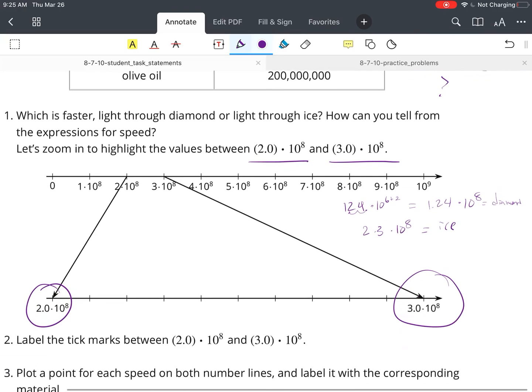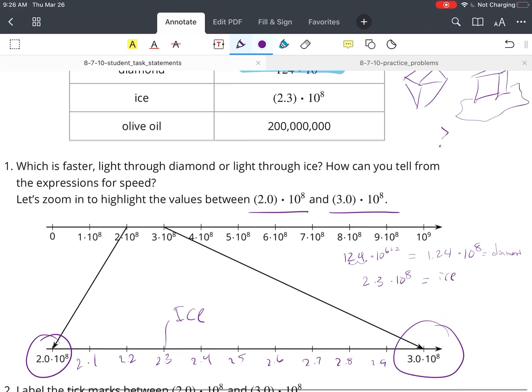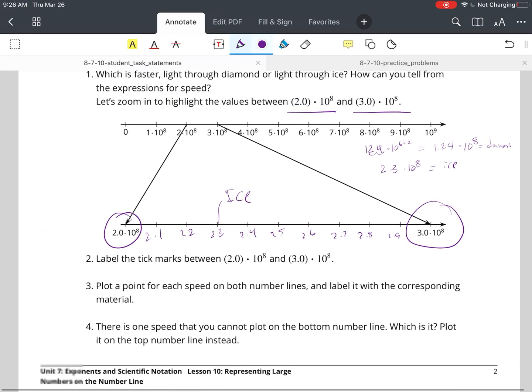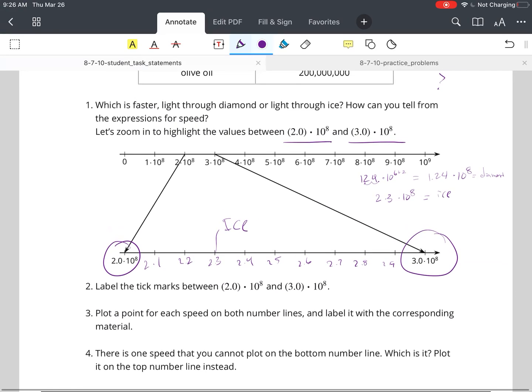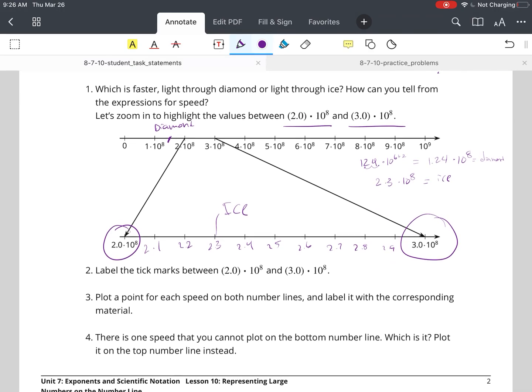Well, anywho, if we look at ice, right, this would be 2.0, 2.1, 2.2, 2.3, 2.4, 2.5, 2.6, 2.7, 2.8, 2.9, and then 3.0. So ice would be right here. But diamond is smaller than ice. So diamond would be somewhere like 1.24. It would be like over here. So which one's bigger, ice or diamond?